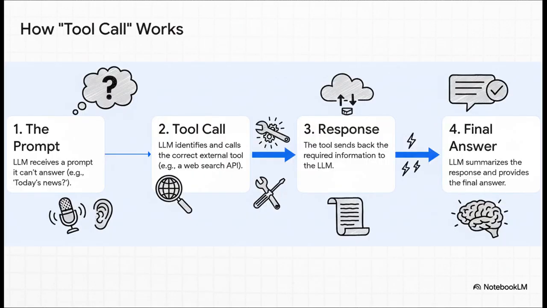So let's trace how this works. Step 1, you give it a prompt it can't answer on its own, like what are today's top news stories? Now, here's the cool part. In step 2, the LLM is smart enough to realize it doesn't know, so it makes what's called a tool call. It picks the right tool for the job, in this case a web search, and uses it. That tool goes out, gets the info, and in step 3, sends it back. And finally, the LLM uses its generative power to summarize that new information into a perfect answer for you.